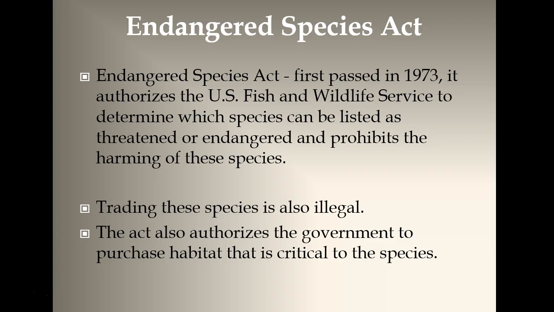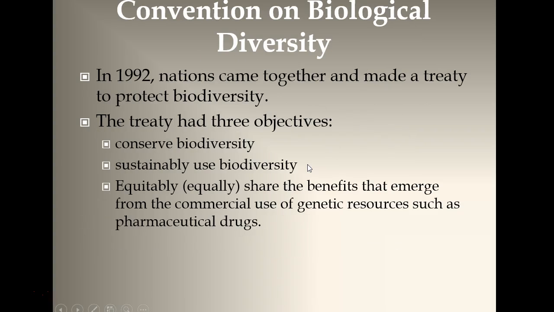The Endangered Species Act, basically the U.S. Fish and Wildlife Service is able to list species as threatened or endangered and prohibit the harming of these species, make trade illegal, and it basically allows the government to create and purchase habitat critical to that species' survival based on this Endangered Species Act.